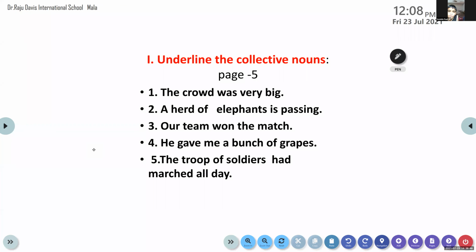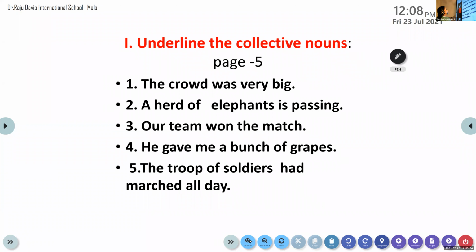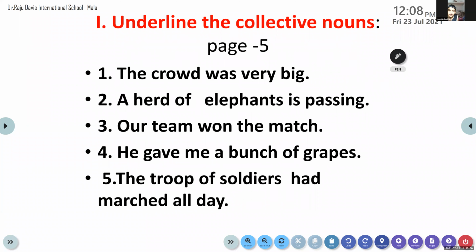Crowd was very big. Yes. Now, come on, identify the collective noun. Crowd. Very good. Now, Shreya, take the next question. A herd of elephant is passing. So? Herd. Very good.